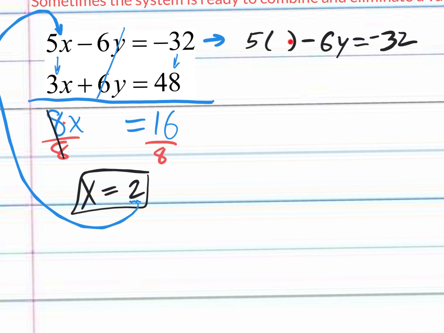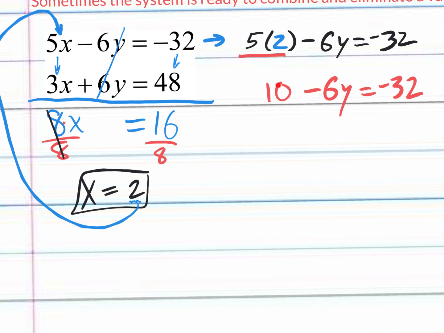And I think, why the heck did he put parentheses instead of x? Because I know what x is. X is 2. That's why I'm plugging in the 2 right into x. So the 2 goes right in there into those parentheses. And doing the math, 5 times 2 is 10. Bring down the minus 6y, bring down the equal, bring down the minus 32, and that is now a simple two-step equation. So all I have to do now is get y by itself.